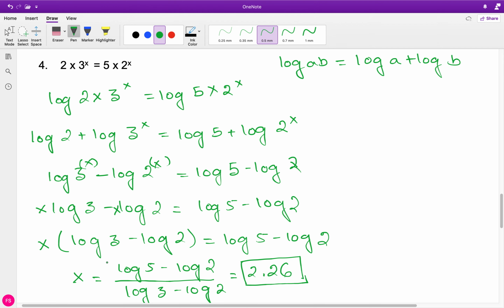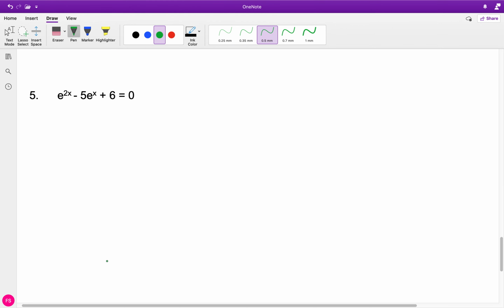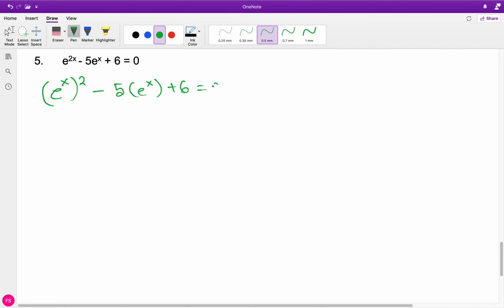Okay, let's move to number 5. Number 5 is a different type of question. So we have e to the power of 2x, then we have e to the power of x, and we have one number. So for questions like this, you always need to separate the e to the power of x. So if I do that, I will have e to the power of x, and then I will have a 2 outside, minus 5, then e to the power of x, plus 6 equals 0.